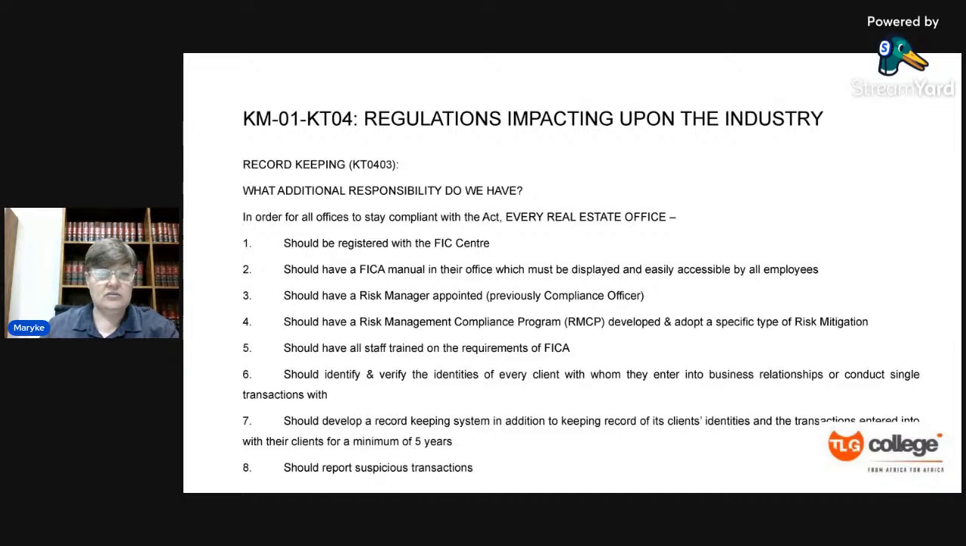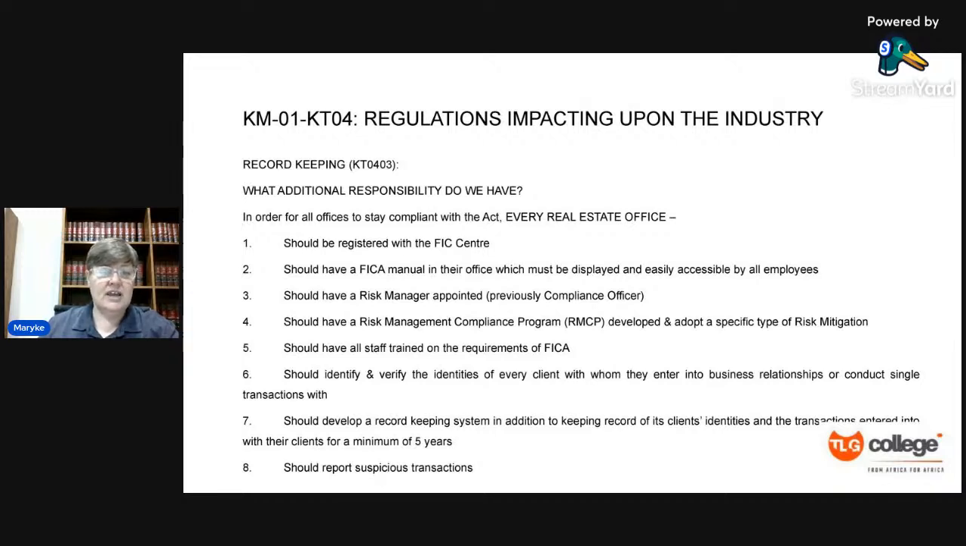Those are those internal rules. It should be developed and adapted to a specific type of risk mitigation. So your business should have rules on how we can mitigate risk. One very good example is that before we even start transacting with a client, we should FICA them, we should know our client, and we should ask them where the funds are coming from, right? So identifying and verifying our clients.